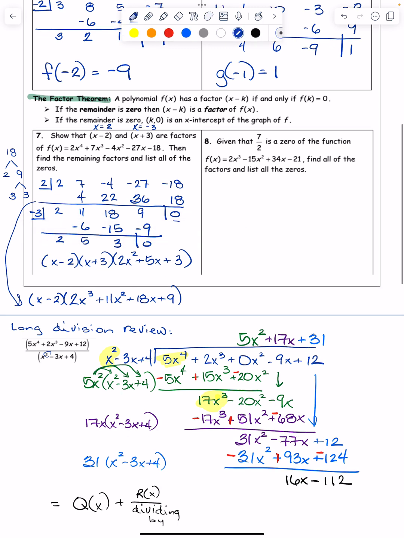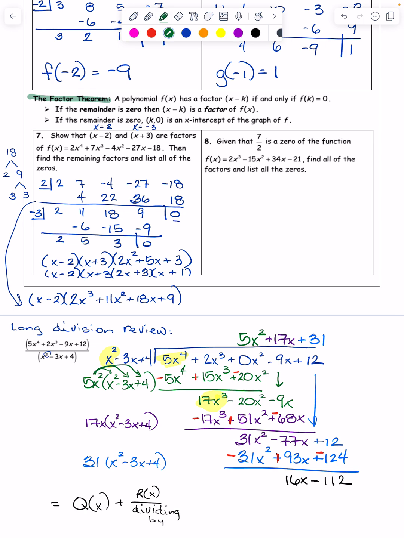This is now a quadratic. So I got x minus 2 times x plus 3. I got 2x and x. What can I multiply? How am I going to multiply this? 3 and 1. So then I get a 2x plus a 3x, which gives me my 5x.